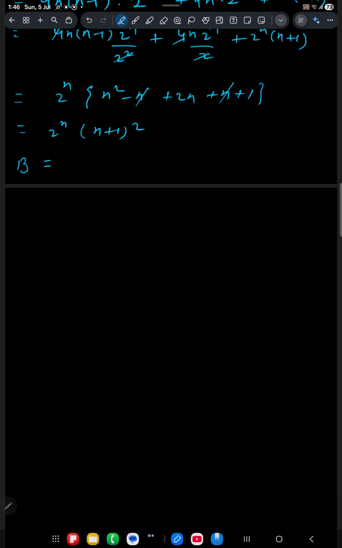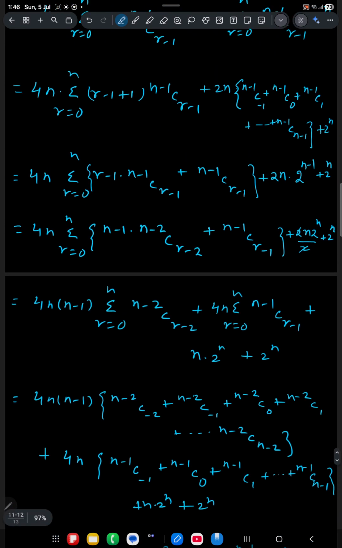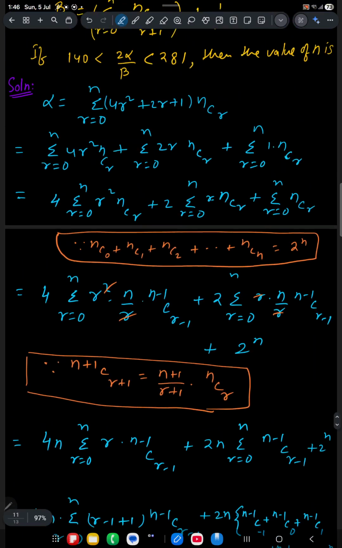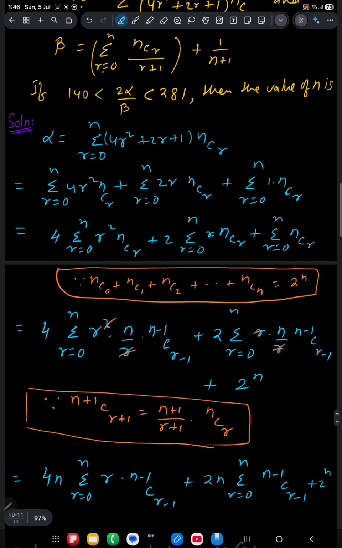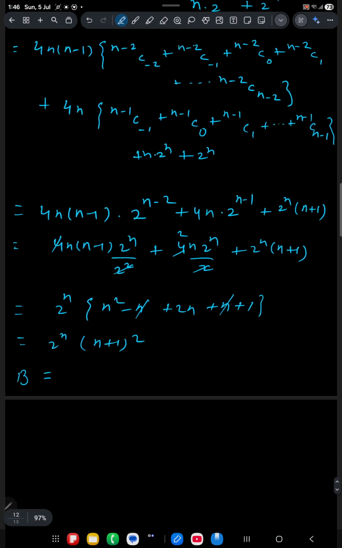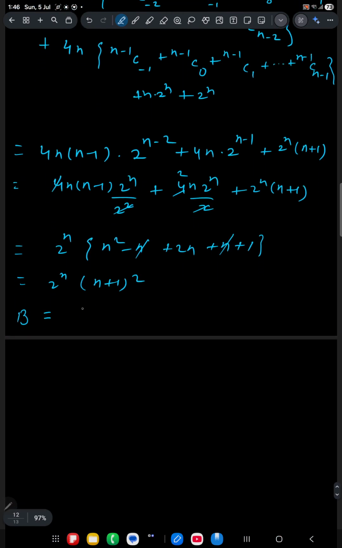Beta was given in your question as summation r equal to 0 to n, nCr upon r plus 1, plus 1 upon n plus 1. So write it: summation r equal to 0 to n, nCr upon r plus 1, and plus 1 upon n plus 1.